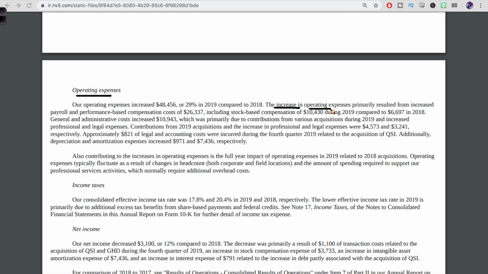Those are the 5 things I look for when reading an annual statement to try to find out more about the company.